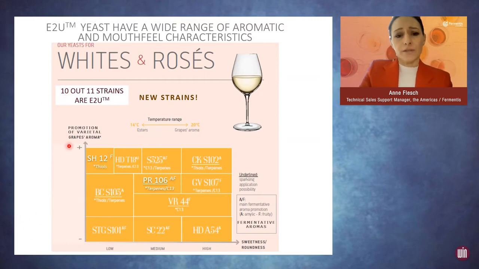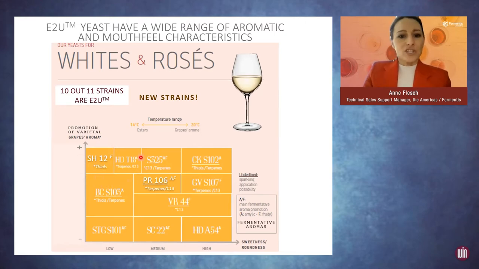And you can see you have different axes here. At the bottom, horizontally, you have how much the yeast strain is going to improve the roundness and mouthfeel in your wine. Then on this axis, you have how much the yeast is going to promote varietal aromas, such as thiols or terpenes or C13-norisoprenoids, and these precursors that you have in very specific grapes. The higher you go here, the more this strain will act on specific precursors. So, for example, for SH12, it's going to be thiols. So it's a great strain to use if you're trying to produce Sauvignon Blanc or Colombard and things like that.